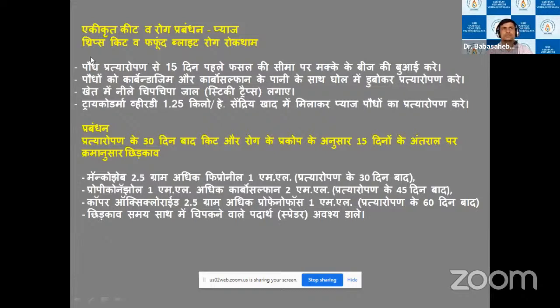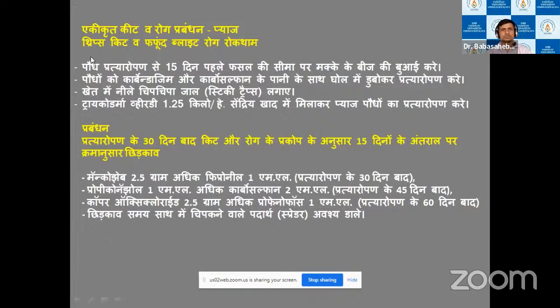So drenching with copper oxychloride and/or Ridomil, that is mancozeb and metalaxyl, at a 15 days interval is important. Then this is thrips. As per our earlier discussion, the seed treatment and then fipronil 1 to 1.5 ml per liter of water, carbosulfan 2 ml per liter of water, profenofos 1 ml per liter of water with a sticker can be used alternatively. Don't use the same insecticide repeatedly.